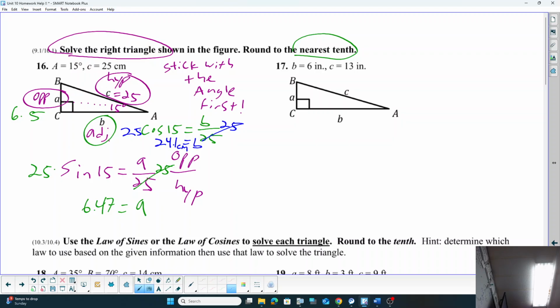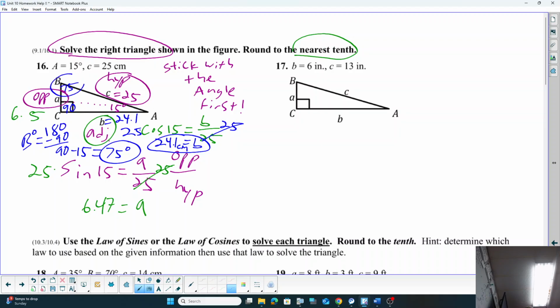Centimeters. So cool, we found all the sides. And now we just need to find the missing angle. Since this is 90 degrees, 180 minus 90 is of course 90. And then 90 minus 15 is 75. So that's going to be 75 degrees is what angle B is.